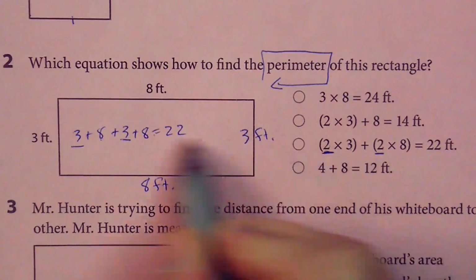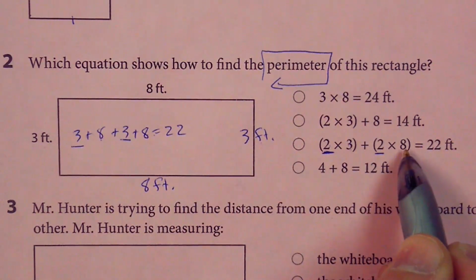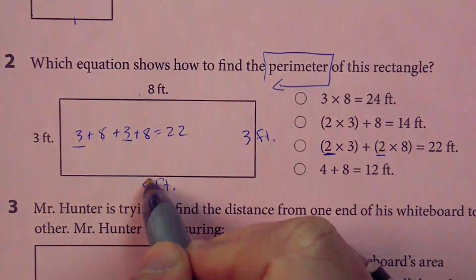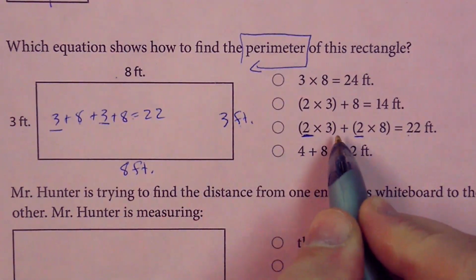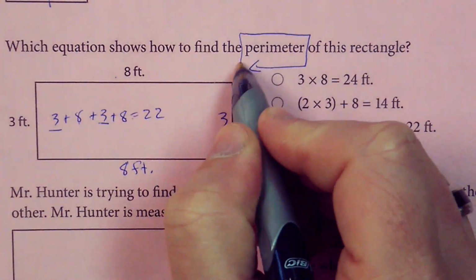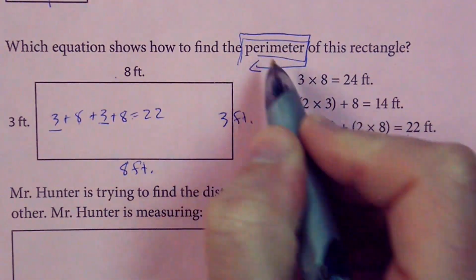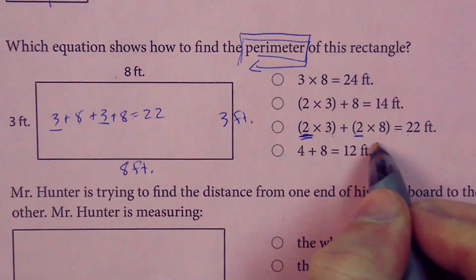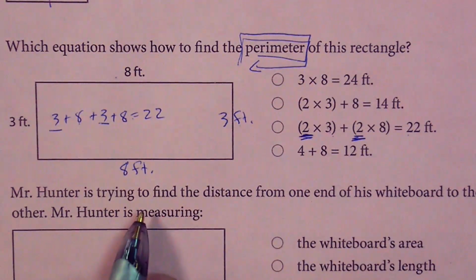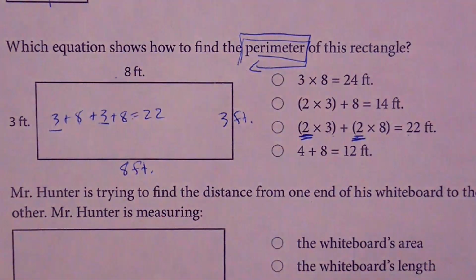So 3 times 2 and 8 times 2, when you add them together, you do get 22. So you can use multiplication in your solution to find perimeter as long as you make sure you're doubling the numbers that you have 2 of. Okay?